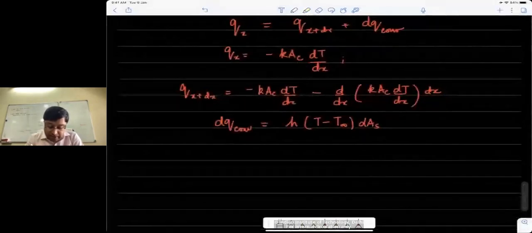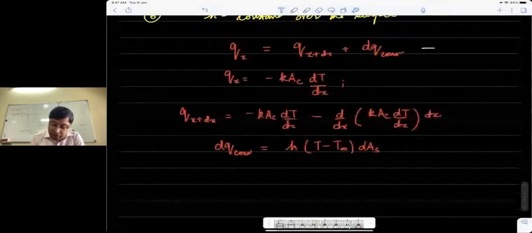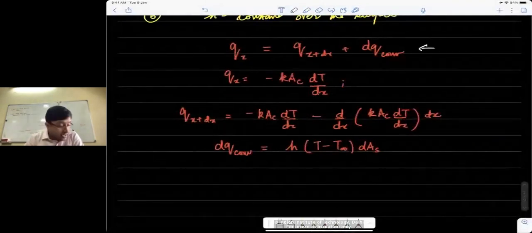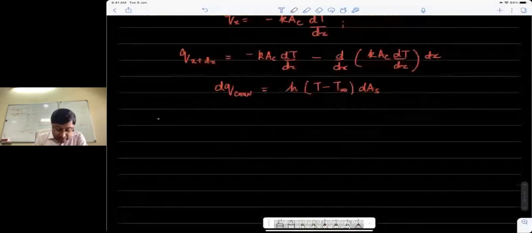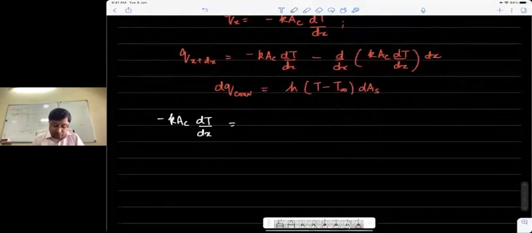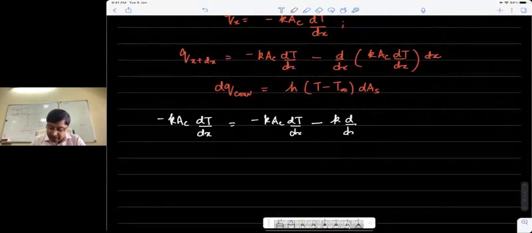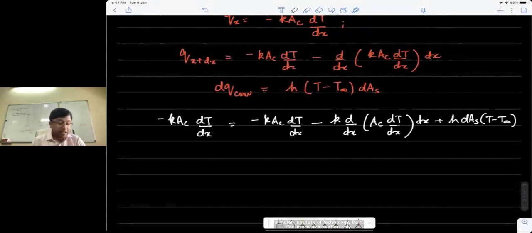So what I can do now is substitute these back into the conservation equation, and then we can simplify. So what we get is minus k Ac dT/dx would be again minus k Ac dT/dx minus, now k is constant, so I will pull it out and just write this as d/dx of (Ac dT/dx) plus h dAs (T minus T infinity).